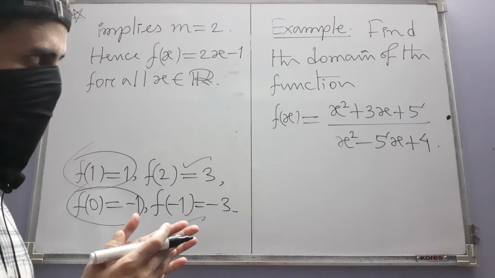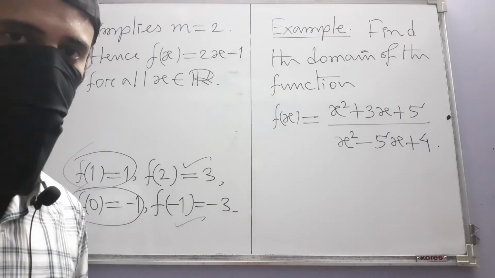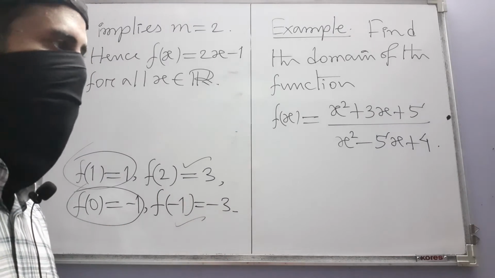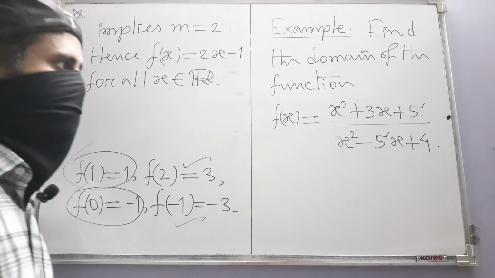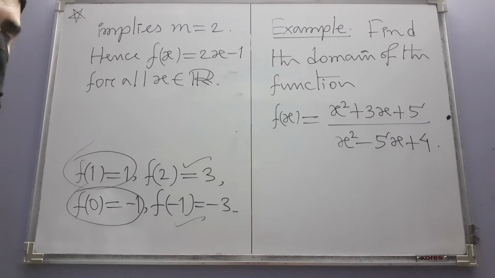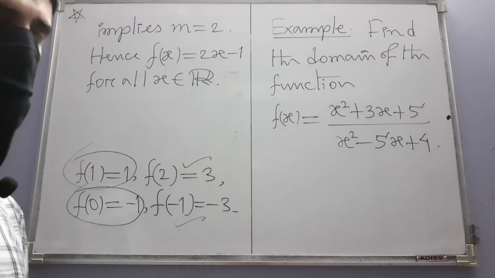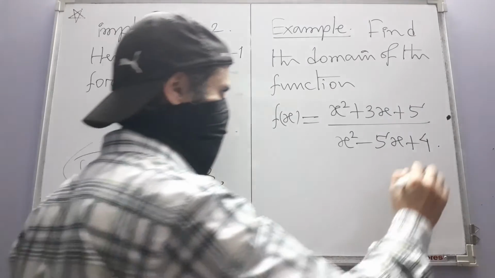So from the formula for the function, we clearly see that it's a rational function. It's a quotient of 2 polynomials. But anyway, it does not really matter if it's a rational function or any other type of function. We have to find the domain.